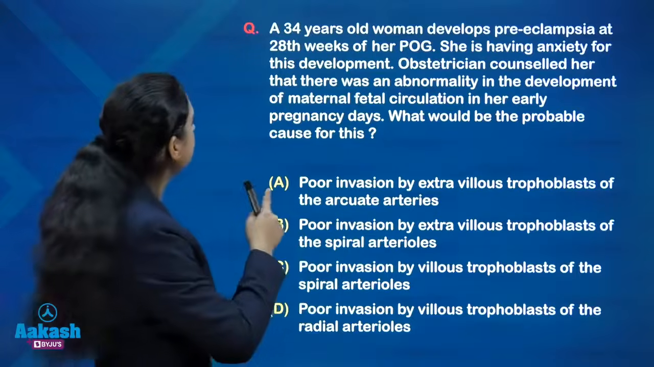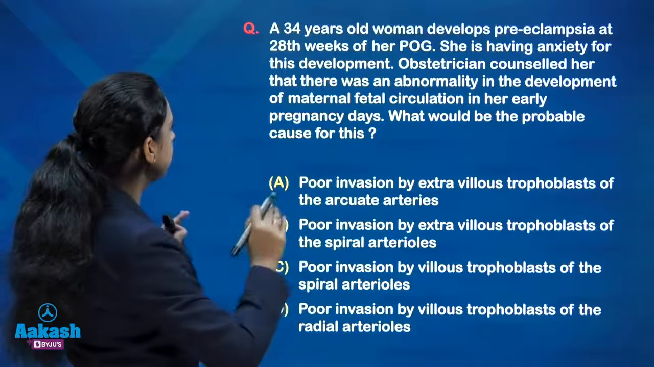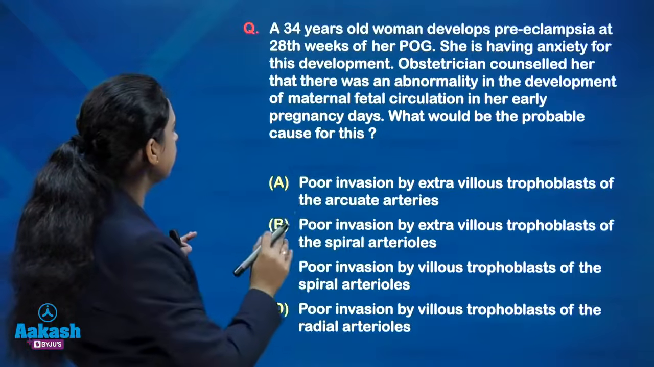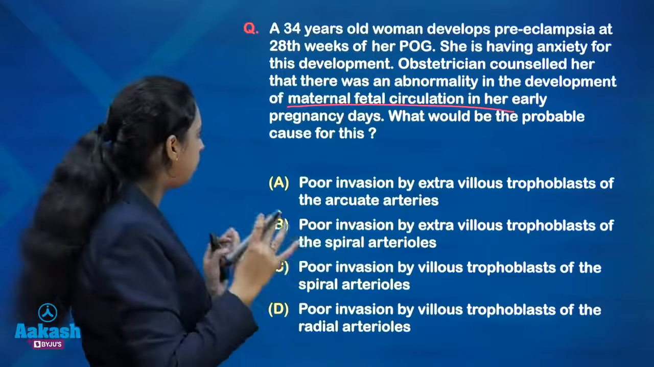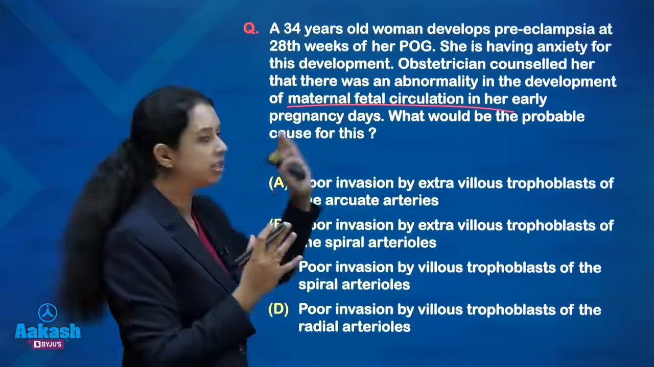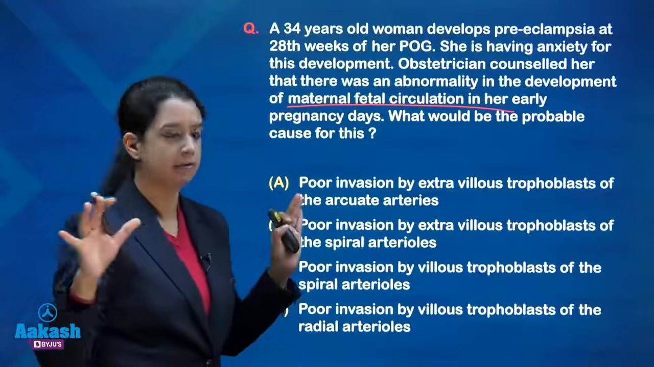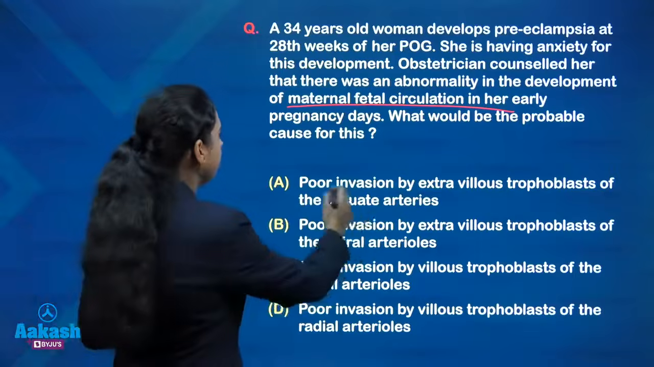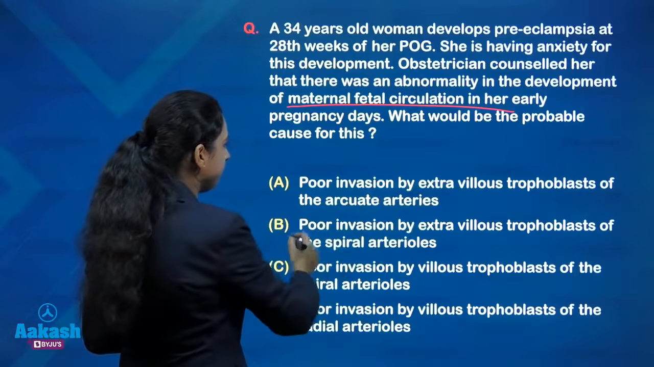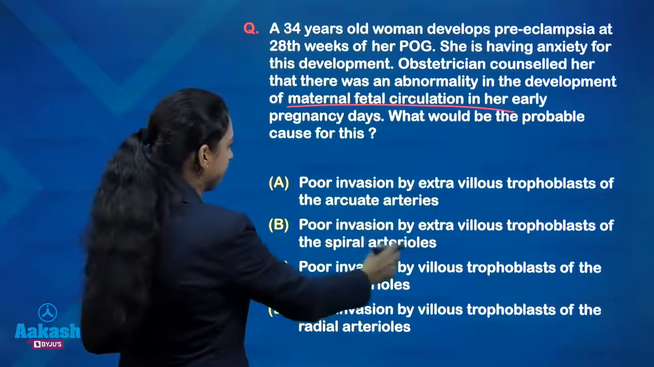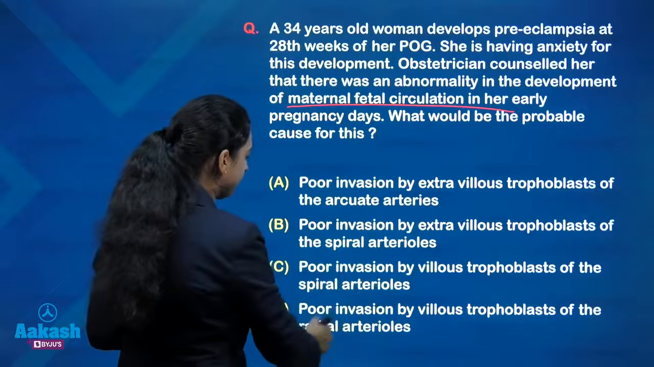Okay. Question: preeclampsia at 28 weeks, she is having anxiety about this development. The obstetrician counseled her that she has abnormality in development of maternal fetal circulation. What will be the cause? The options are poor invasion of spiral arteries by extravillous trophoblast, or poor invasion of spiral arteries or radial arteries by villous trophoblast.